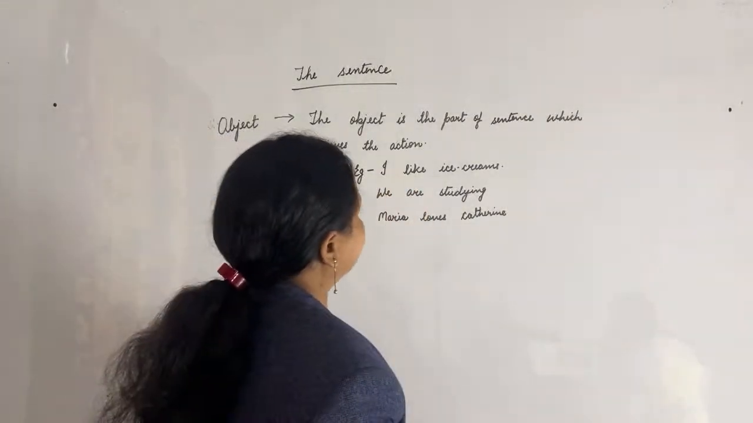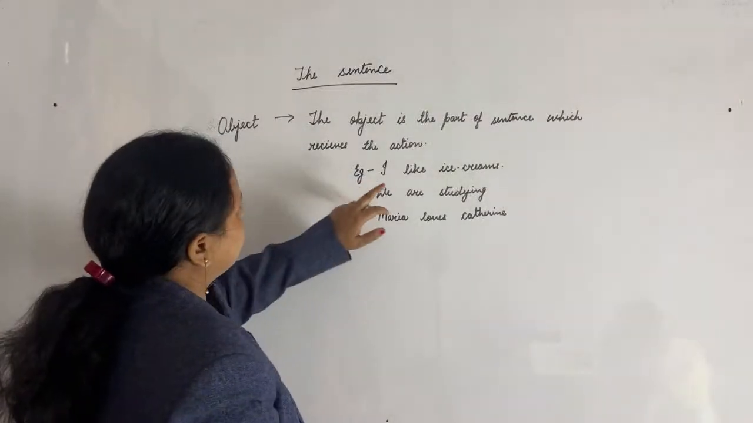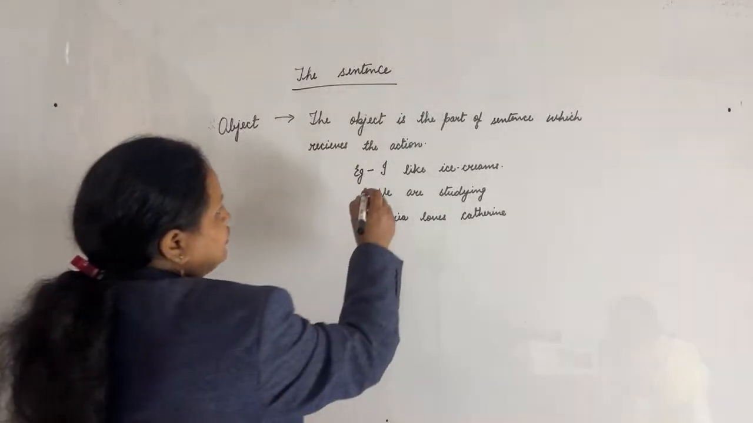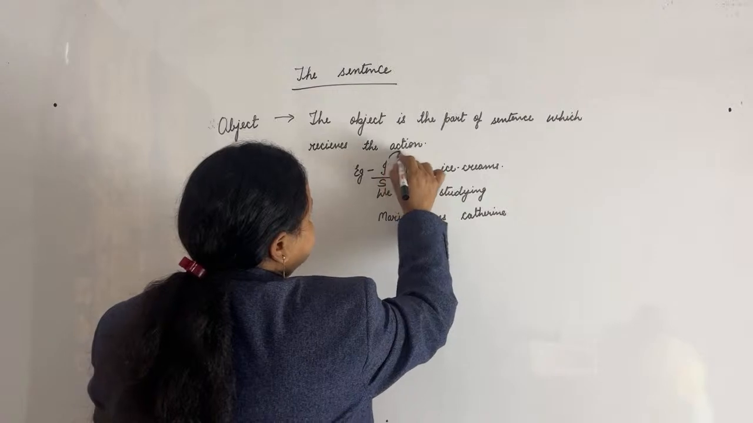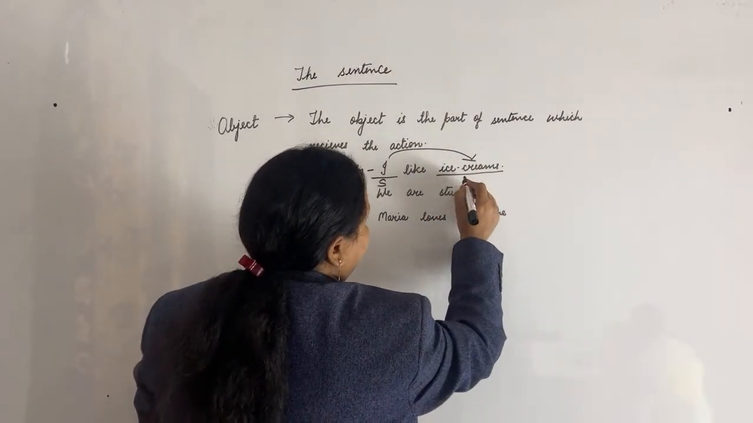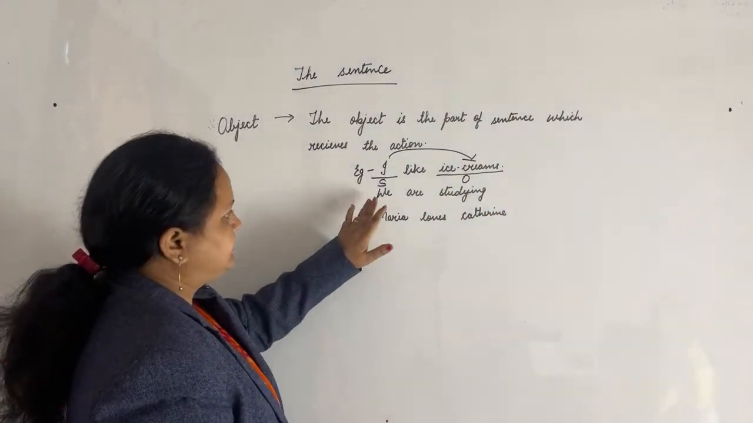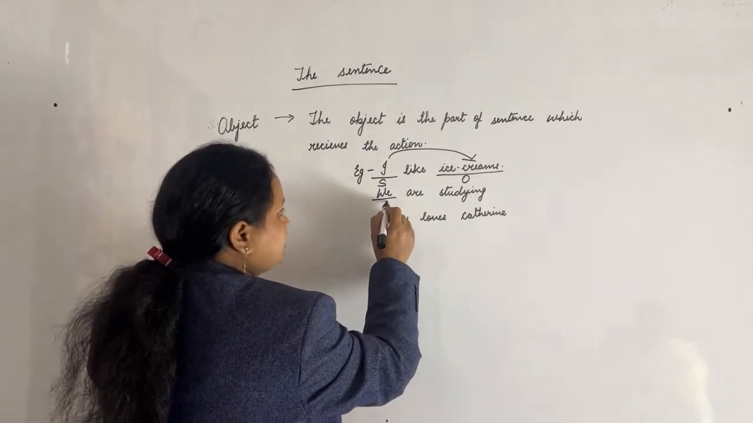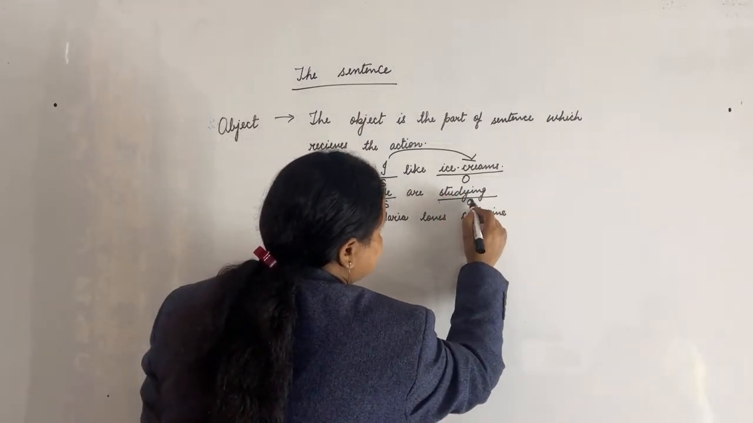In this sentence, in the first one, we will choose the object. So here the object is ice cream because ice cream is receiving the action. The doer, the subject, is I, and the action is received by the ice cream, because I like what? I like ice cream. So ice cream is the object. In the second sentence, we are studying. We is the subject because we is the doer, and we are doing what? We are studying. So the object is studying.